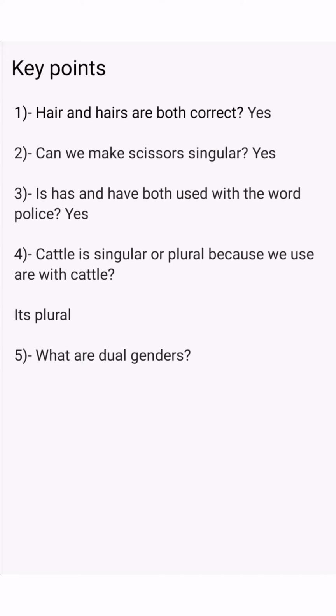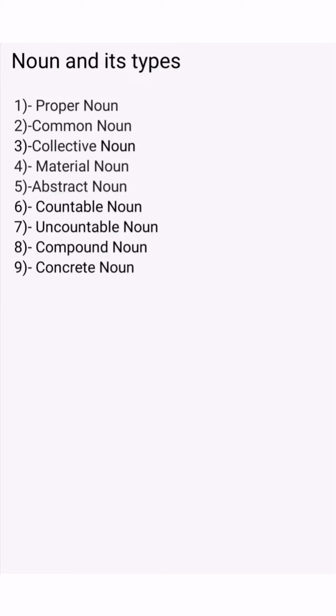So before discussing the appropriate reasons with these key points, we will get to know the noun and the types of noun properly. Okay, so earlier there were 5 types of noun, but to make it easier, few more categories are added with it. And the first one is proper noun. Noun that is used to identify a single person or entity is called proper noun. Example, New York, Ram, etc.